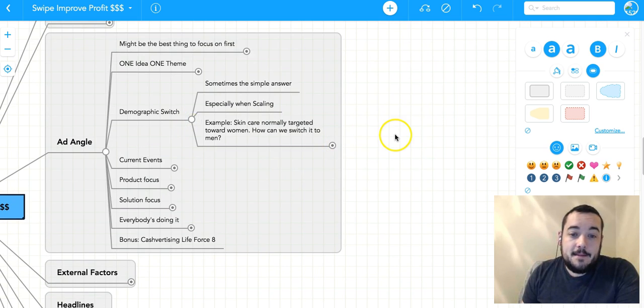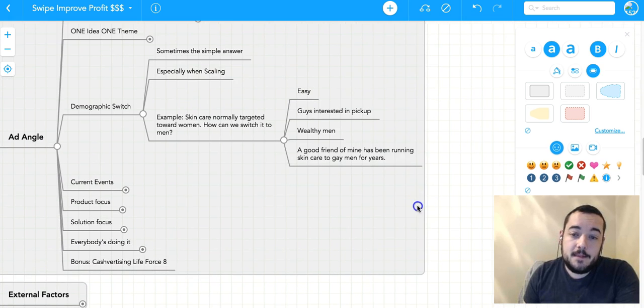Next, I like to look at demographics. And again, this has to do with the angle as well. Sometimes we can just change the angle to focus on a different demographic, different age group, different sex, different whatever. And that can be very helpful for things like scaling. So again, using skincare as an example, normally we target women of a certain age, and this actually varies depending on what the product is, but let's just say 50 plus for example purposes. And how can we switch this to men, for example?